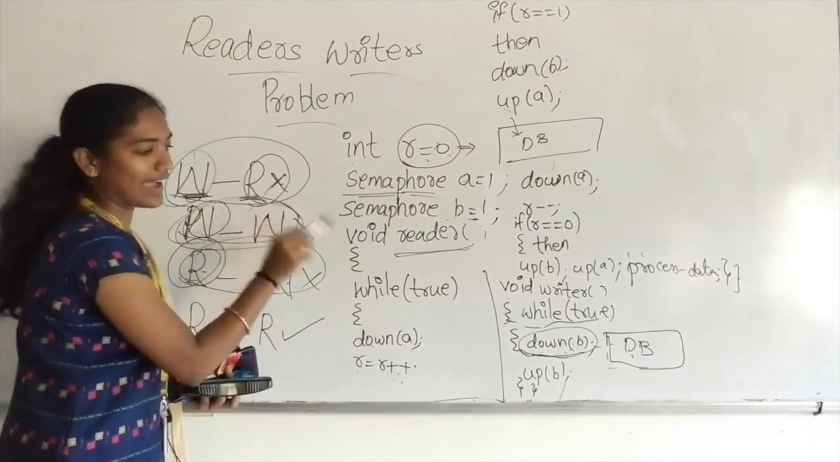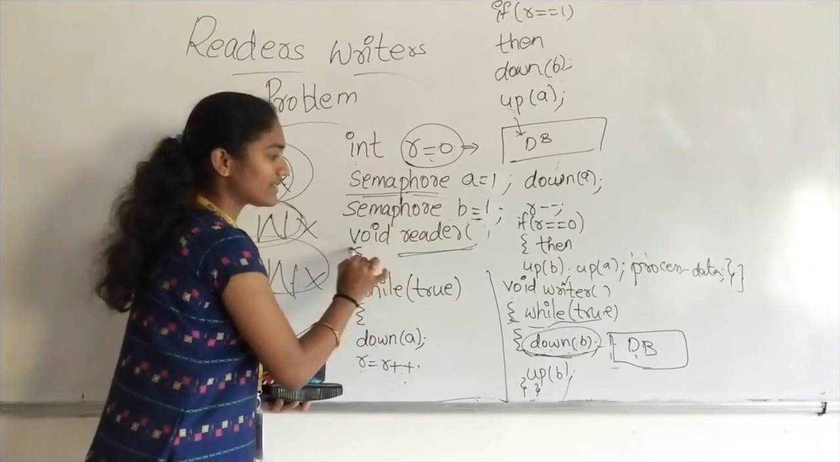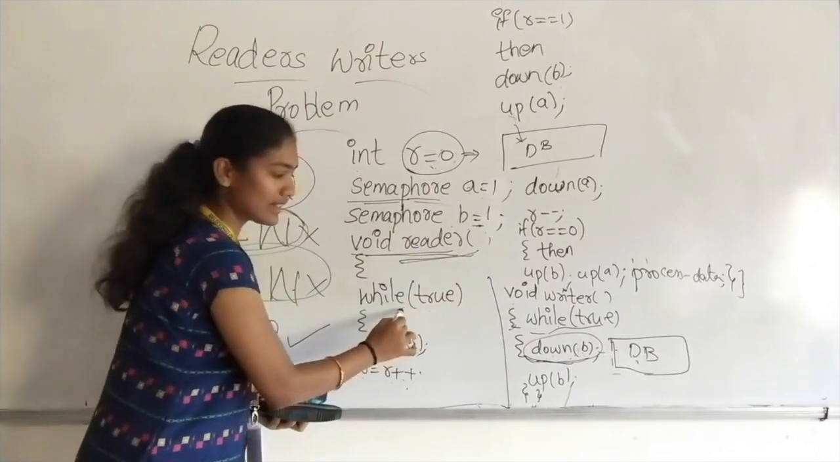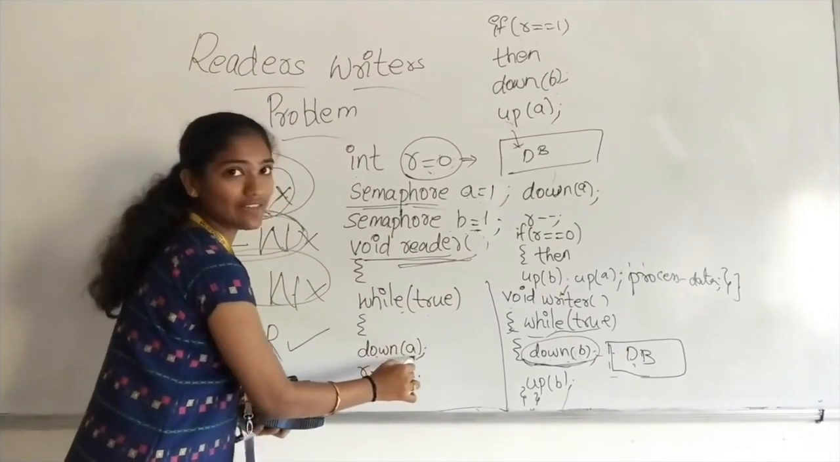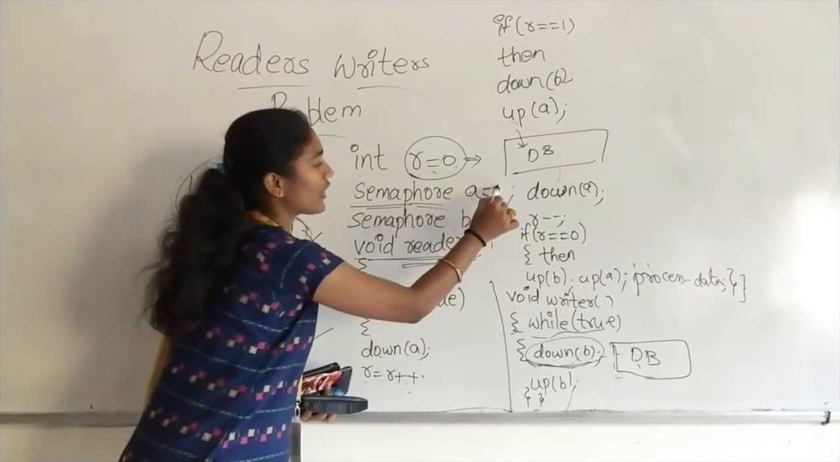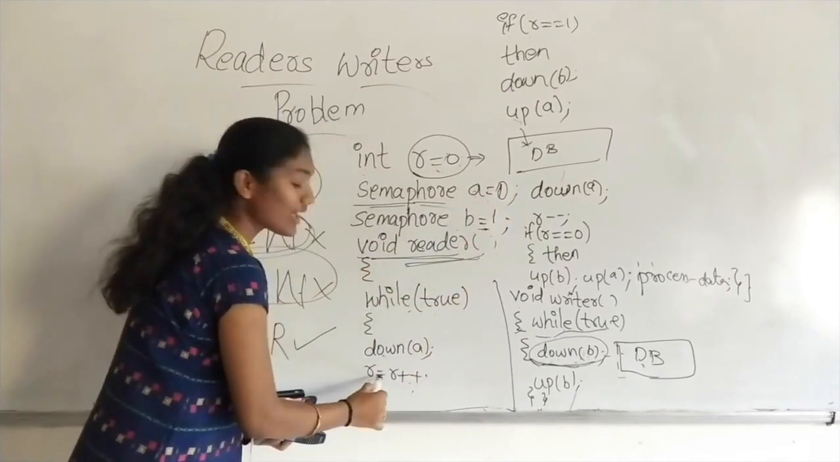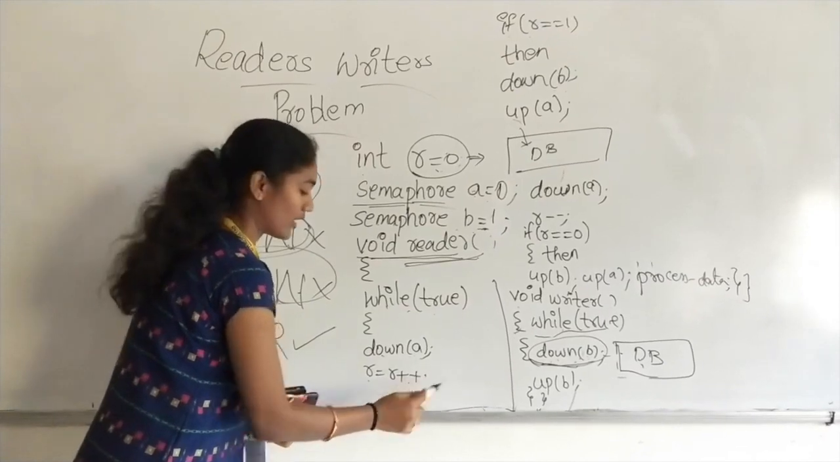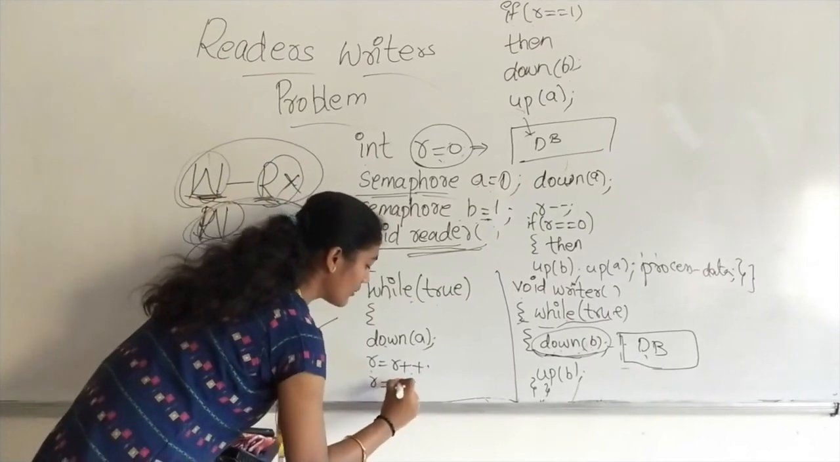First the reader will access the database. So this is the code for reader. Till the condition is true, it will decrease the value of a. So the value of a will be 0. Now the r value will get incremented to 1.